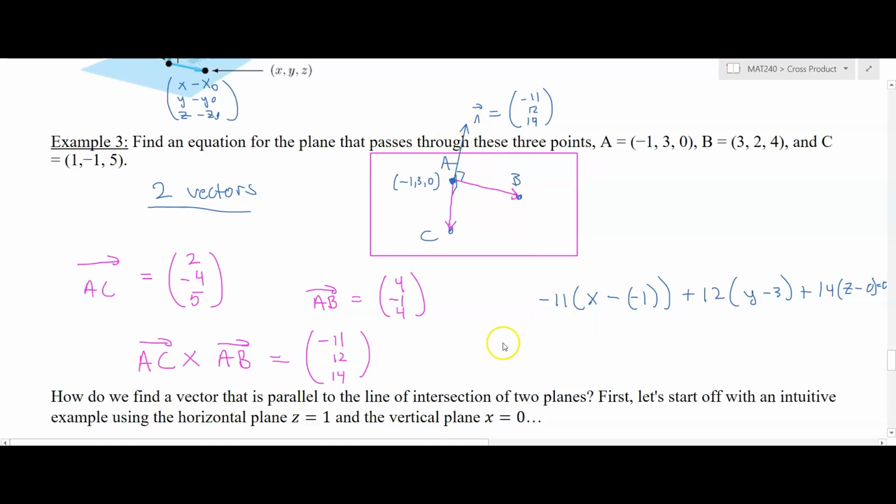So now we have our formula, negative 11 times x plus 1, plus 12 times y minus 3, plus 14 times z equals 0. And if we wanted to, we could solve for z and get the equation of that plane. So that's one way we can utilize the cross product and the dot product to simultaneously allow us to then find the equation of the plane that goes through 3 points that may not be spaced the way we want them to be.